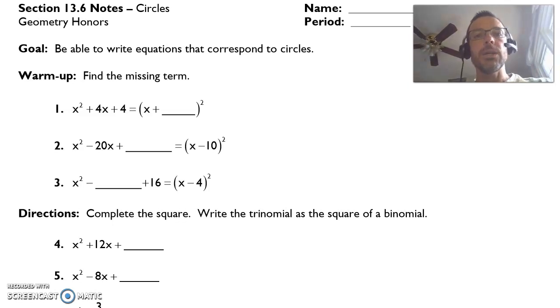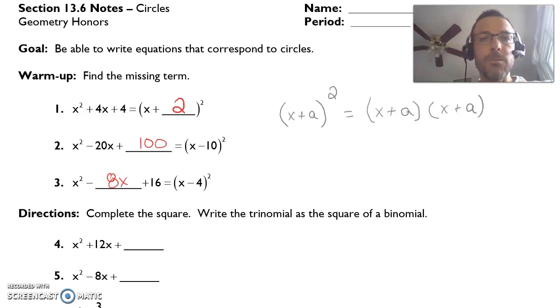We are going to section 13.6, where we're going to jump back into circles a little bit, and this time we're going to talk about equations of circles, but they're going to start a little bit different. So we're going to have to do some algebra here to get our equations in the correct form so we can identify the center and the radius. What I would like you to do is take a minute, press pause, and try these three warm-up problems. It's going to kind of lead us into some of the stuff that we're going to be doing today.